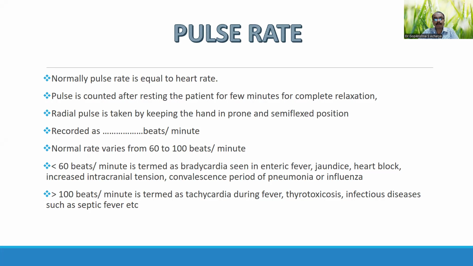A pulse rate less than 60 is termed bradycardia. This is seen in enteric fever, that is typhoid, and in jaundice, where there is yellowish discoloration of skin, sclera, and mucosa. It is also seen in complete heart block, where the atrial rate will be 100 beats per minute, whereas the ventricular rate will be 60, 50, or 40 beats per minute.